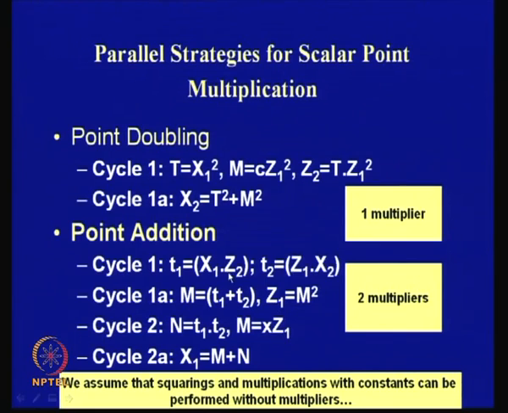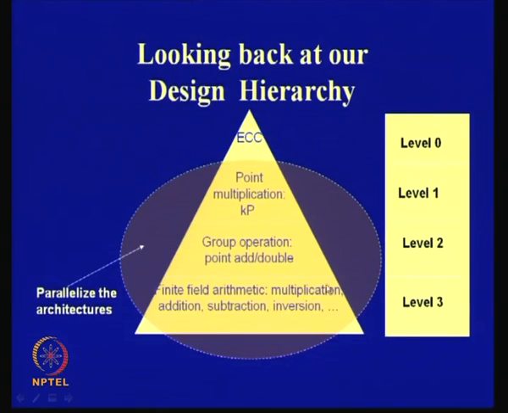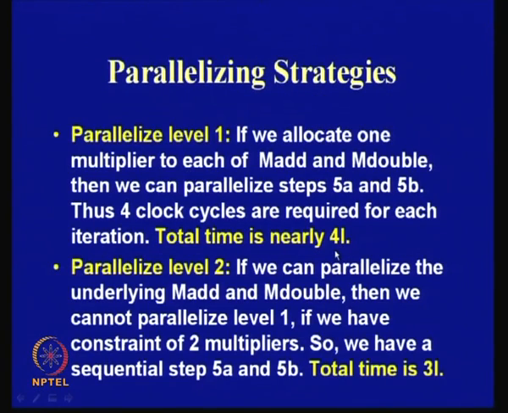So, how many clock cycles? You need to do 1, 2, 3 and 4. So, you need 4 clock cycles for doing this. And therefore, for every time step, you need 4. So, if L is the number of times you are iterating this loop, you require nearly 4L clock cycles.